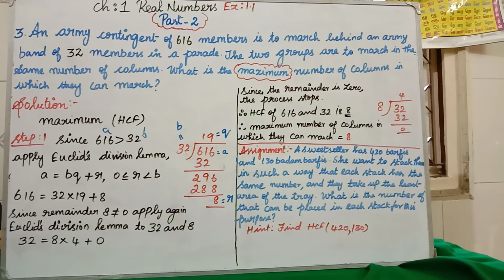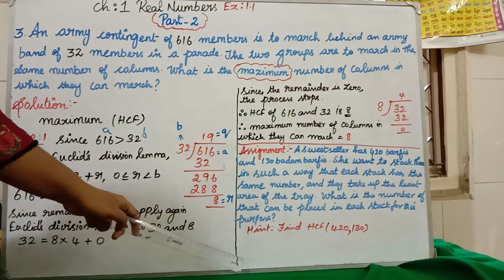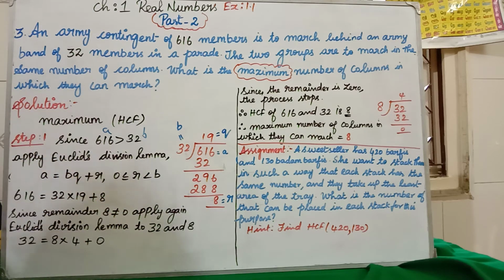The same type I am going to give you as one assignment. If you look down, I think you will be able to see this assignment. Isn't it? Okay, one more time I will read the question. A sweet seller has 420 burfi sweets and 130 badam burfi. She wants to stack them in such a way that each stack has the same number and they take up the least area of the tray. Which means they have to occupy the least area. What is the number that can be placed in each stack for the purpose?